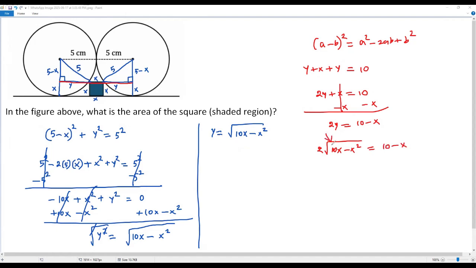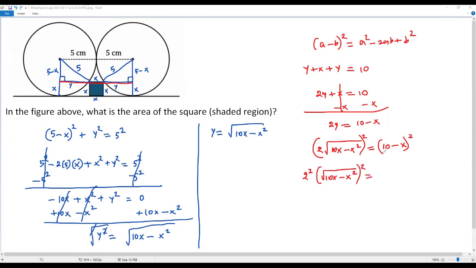Now to get rid of the square root, we have to square both sides. Let me do it. Here two values are multiplied and we have the common exponent too. Whenever two or more values are multiplied and there is a common exponent, the exponent can be taken separately for each value and multiply the results. Then I'm getting 2 square times square root of 10x negative x square the whole square.